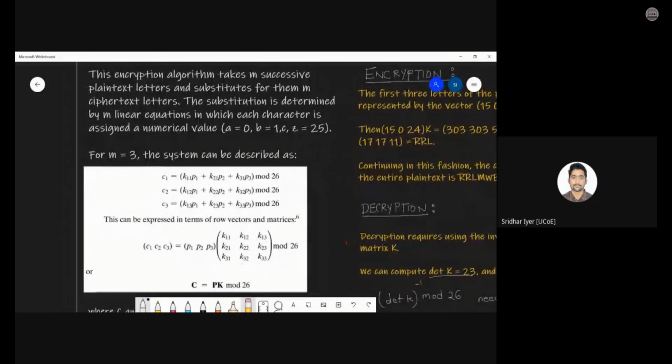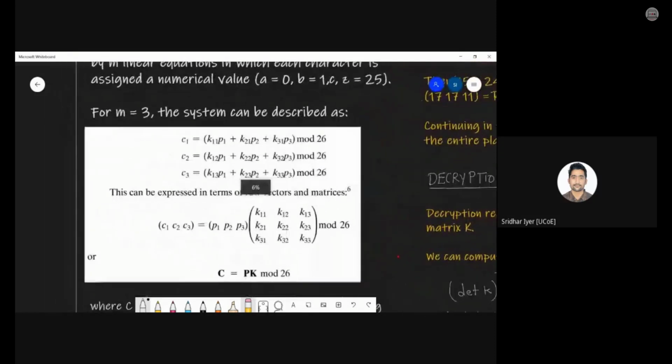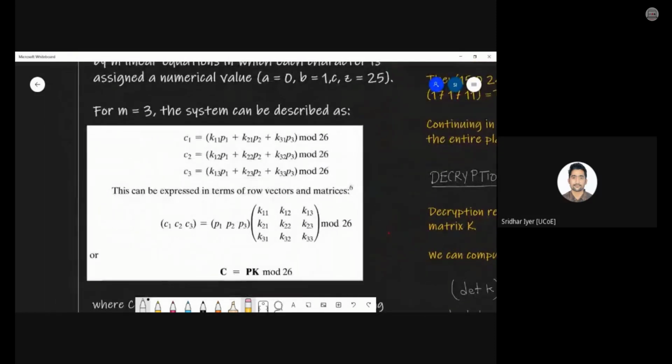Any doubts so far? Just follow this particular image over here. For m is equal to 3, the system can be described as C1, C2, C3 is equal to so and so. This is the formula. This can be expressed in terms of row vectors and matrices. You have already seen what is matrix multiplication. So we have basically converted this equation in this format.